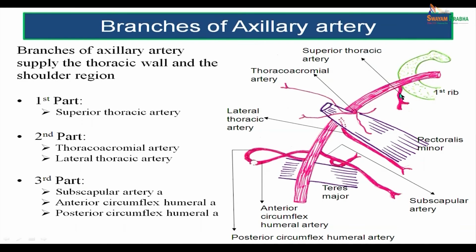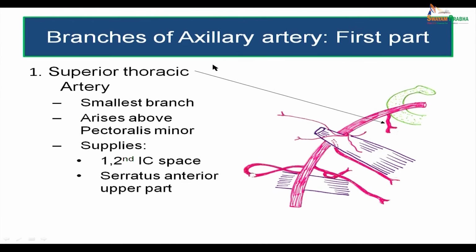Branches from the first part, single branch: superior thoracic artery. Branches from second part: first branch, thoracoacromial artery; second branch, lateral thoracic artery. Branches from third part: subscapular artery, anterior circumflex humeral artery, posterior circumflex humeral artery. Now, we will talk of the branches separately.